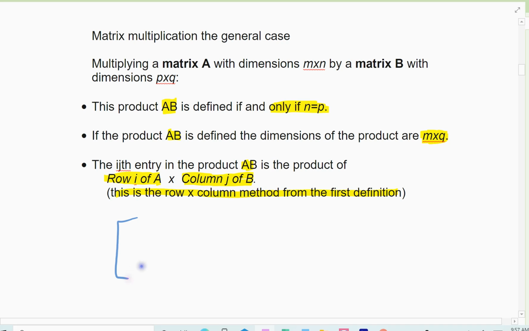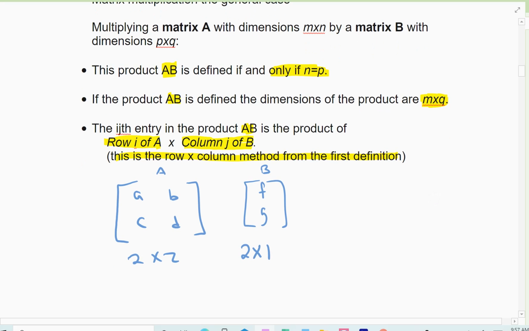So if I've got my matrix A here, suppose it's got two rows and two columns. So it's got a, b, c, d. And suppose my matrix B was a 2 by 1. So there's my A, there's my B. This would be a 2 by 2, and this would be a 2 by 1. This is my M by N, this is my P by Q. And so what you check is, do those middle numbers match?